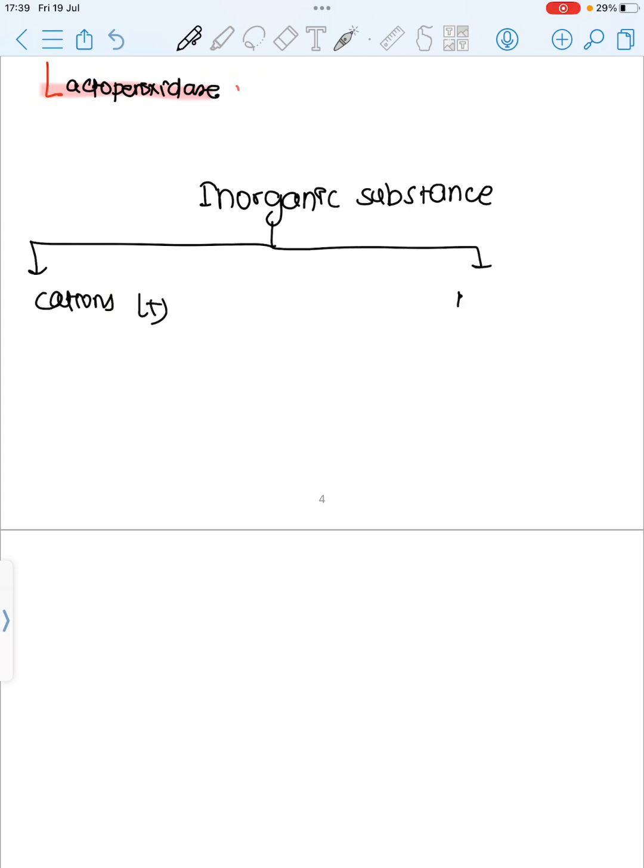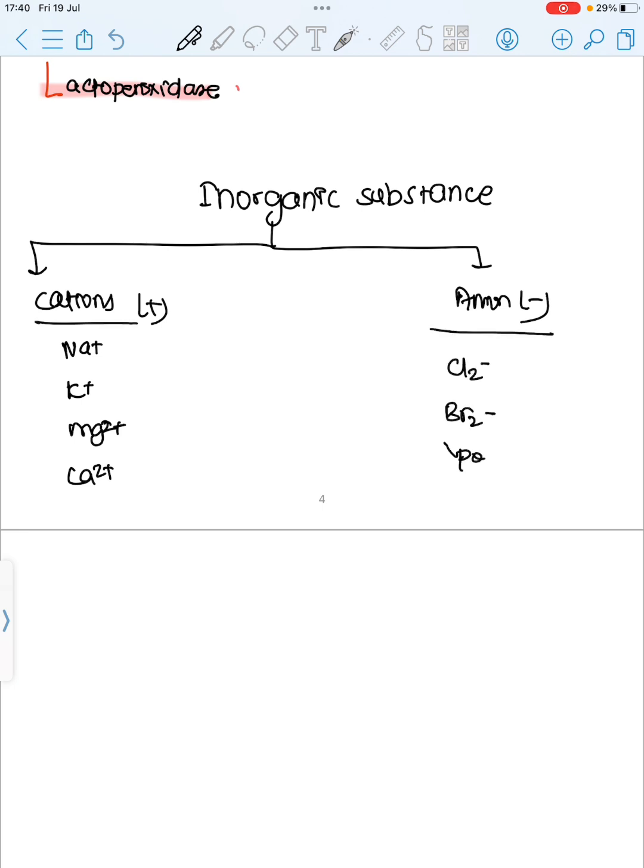Inorganic substances: we have two things. First one is cations, having positive charge. Second one is anions, having negative charge. In cations we have sodium, potassium, magnesium, calcium, and in anions we have chloride, bromide, then phosphate, then sulfate, then bicarbonate.